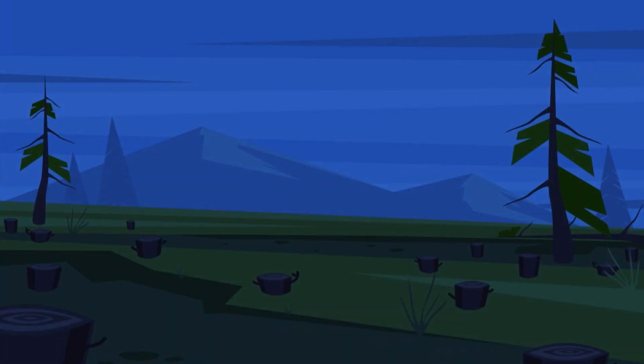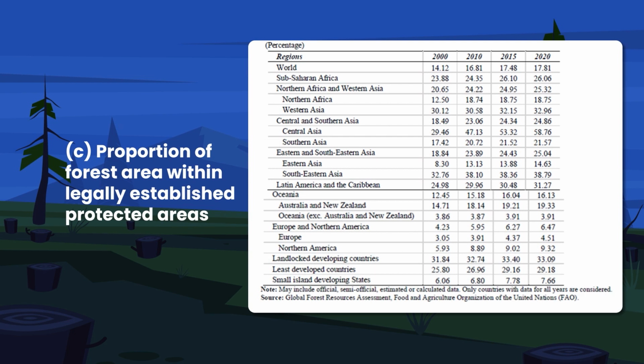Again, the proportion of forest area within legally established protected areas. Here also globally, from 2000 to 2020, we are increasing well: 14.12 in 2000, and in 2020 we have 17.81. Also here you will find the regional data. The data is for your reference. You can see this data in the UN Sustainable Development Goals Report published in 2024.